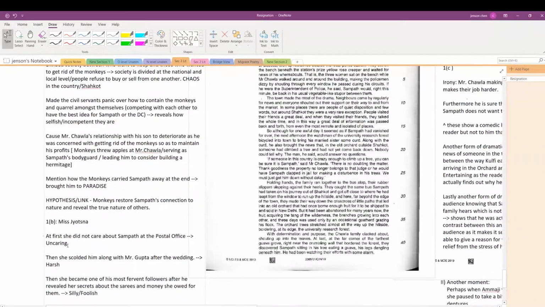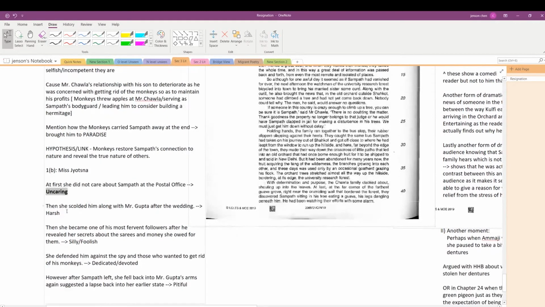So I mentioned here that at first she was uncaring because she did not care about Sampath at the post office. Then she was harsh because she scolded him together with Mr. Gupta after the wedding, even after he had been fired. So like no mercy, no sympathy, just adding salt to the wound. Right? I'm gonna add that here. Adding salt to the wound.